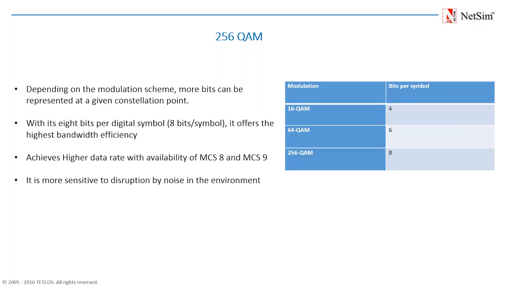In real world settings, rate control will choose to use 256 QAM only in close proximity to the AP, maybe till around 10 meters. And as the user distance from the AP increases, the rate adaptation algorithm will automatically drop down to the next lower data rate. For example, MCS 7, which uses 64 QAM, which is what is used by 11N.